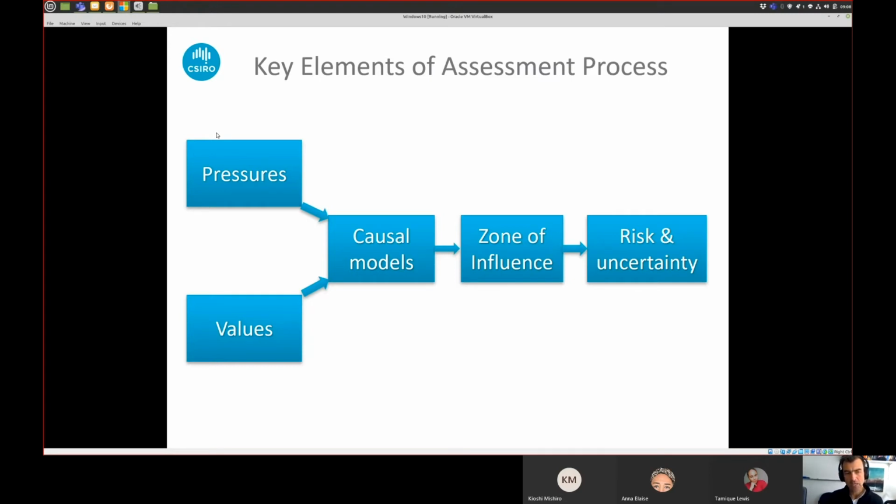Mixing those together and looking at causal models, building up causal models, how the ecosystem responds, how this ecosystem is linked between all the different ecosystem components. The zones of influence of the pressures. So how many different parts of the ecosystem do pressures actually touch and influence directly? And then a calculation of risk and uncertainty. So trying to understand where and how different parts of the ecosystem will change under different regimes.